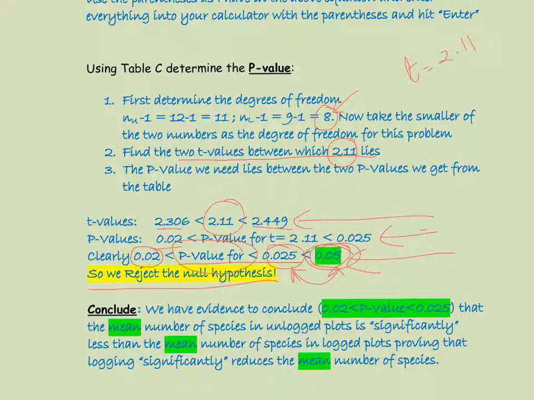Finally, we make a conclusion. We have evidence to conclude that, and as soon as you use the word evidence, you need to present your evidence. Your p-value lies between 0.02 and 0.025. So we have evidence to conclude that the mean number of species in the logged plots is significantly less than the mean number of species in the unlogged plots, proving that logging significantly reduces the mean number of species. We make this conclusion only because we have evidence, which is the p-value lying between 0.02 and 0.025.